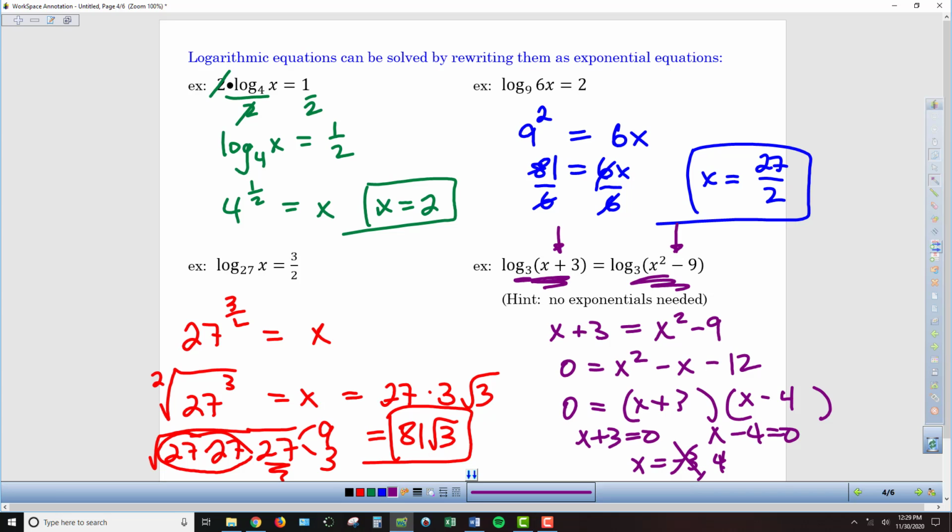If I plug in 4, however, on the left side, log base 3 of 4 plus 3 is 7, and then on the other side I'll get the same thing. 4 squared is 16 minus 9 is 7, so I'm getting log base 3 of 7 on both sides, so that works. So my only answer in this last example is x equals 4 after I throw away the extraneous solution.